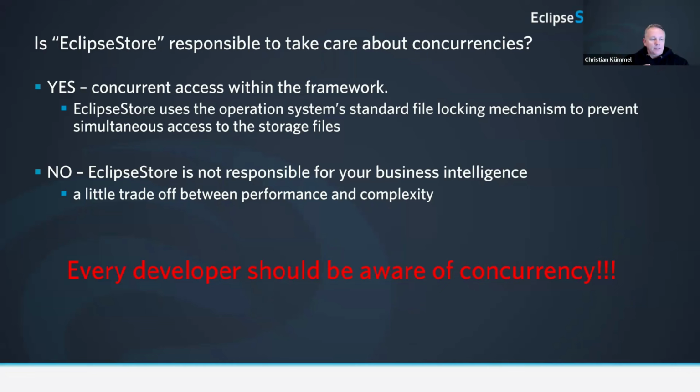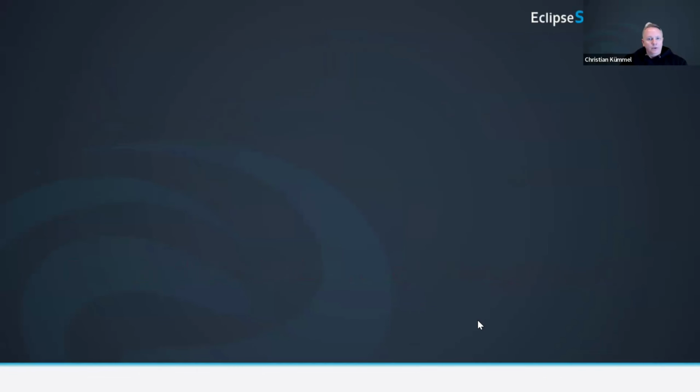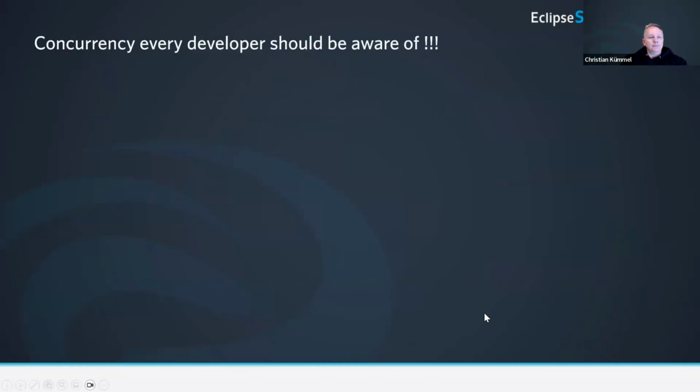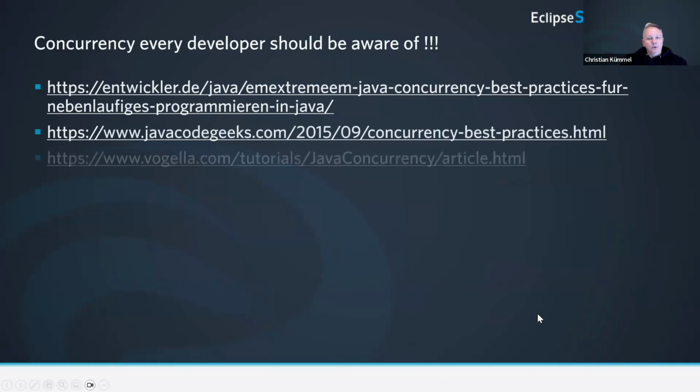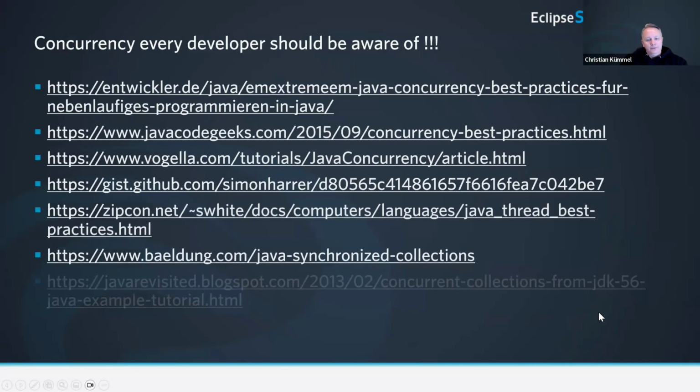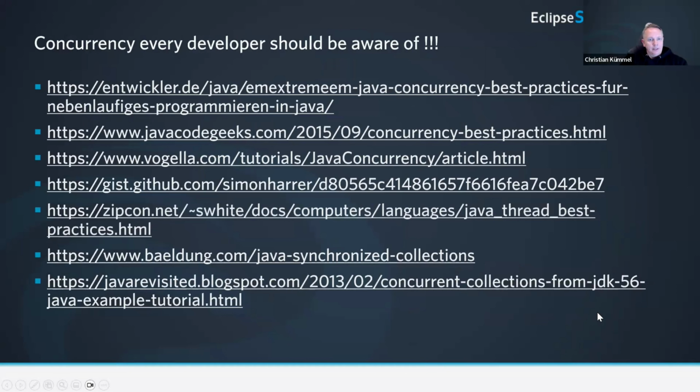Not a big deal. But EclipseStore itself is not responsible for the business intelligence and also for your object graph. And the reason is we are not able to do that because this is on your layer. So when you're implementing your object graph, you have to take care about concurrency on your collections.